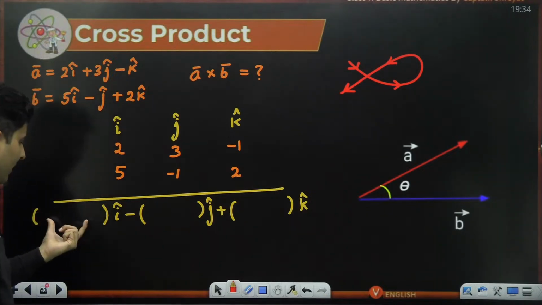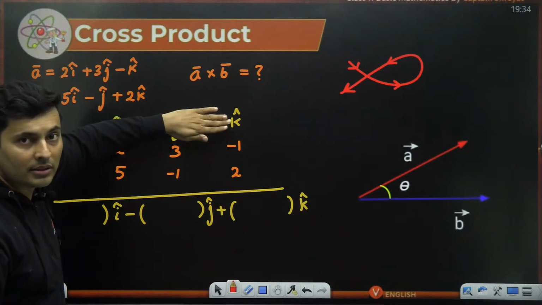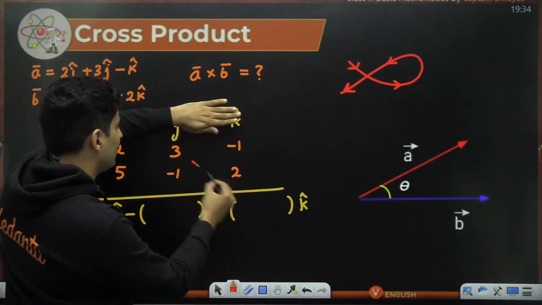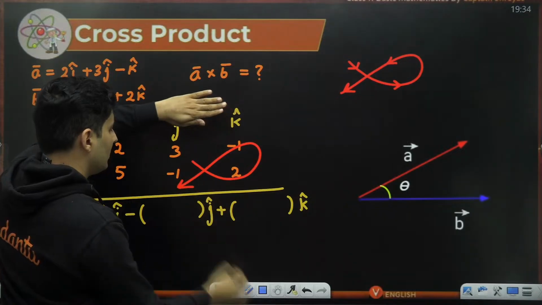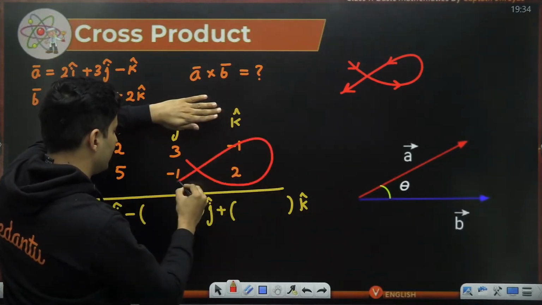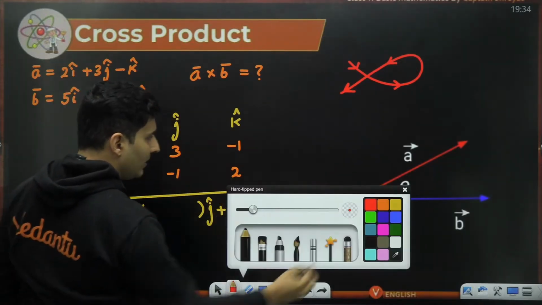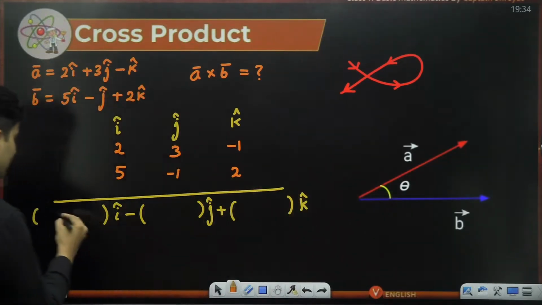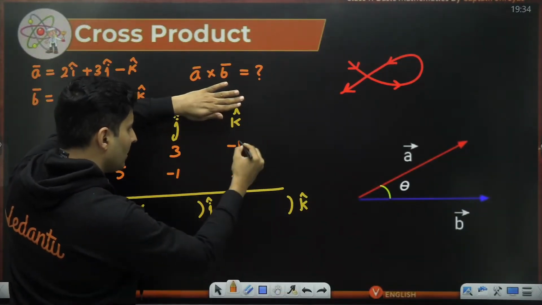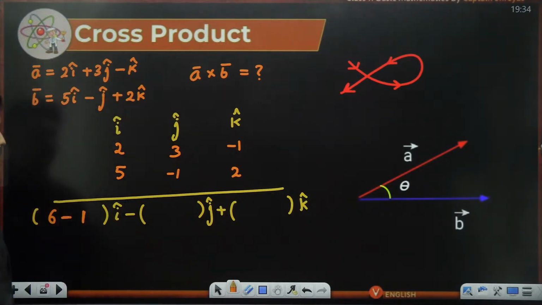When you want to find the first bracket, let's say for I cap, ignore this and ignore this. You are left with this. Just go like this, guys. When you go like this, multiply these two. 3 twos are 6. When you again go like that, cross, minus 1 into minus 1 is plus 1. And now just subtract them.